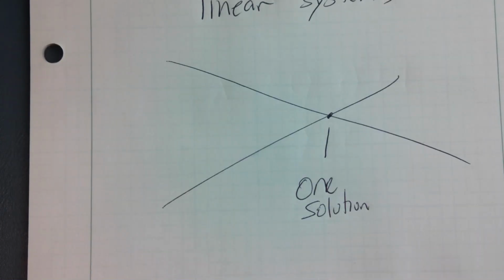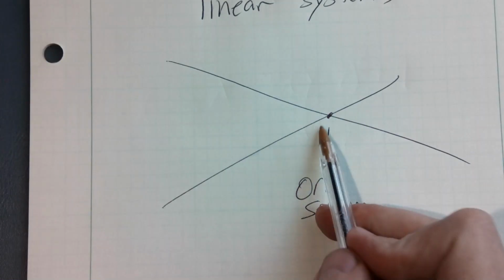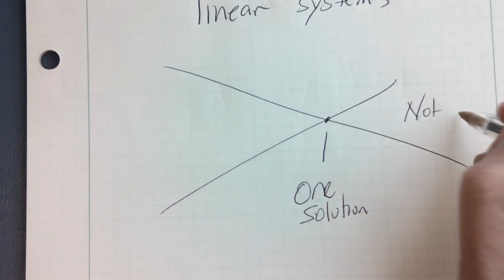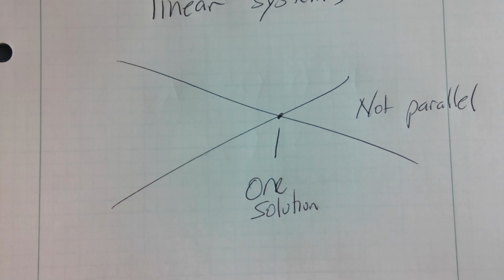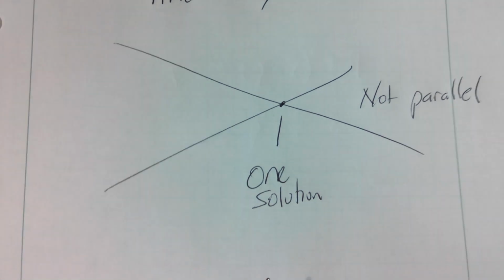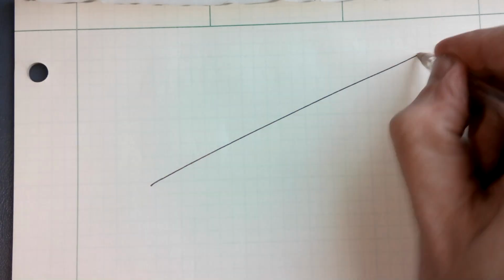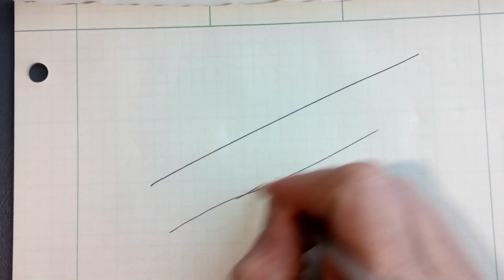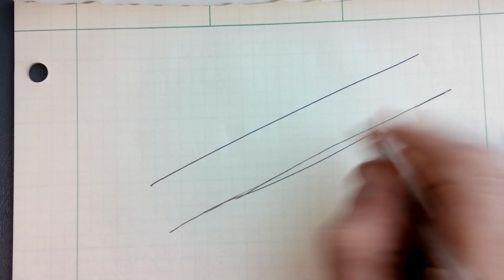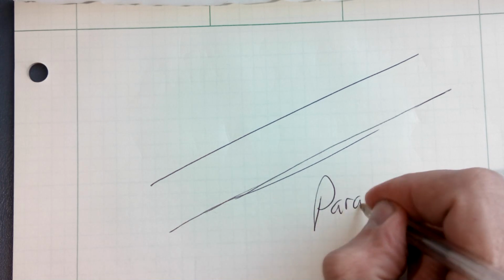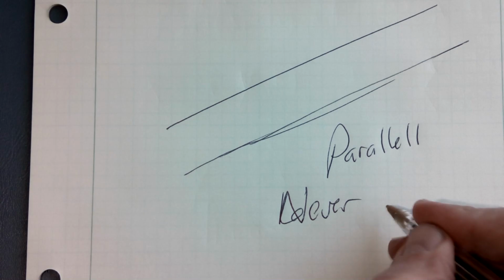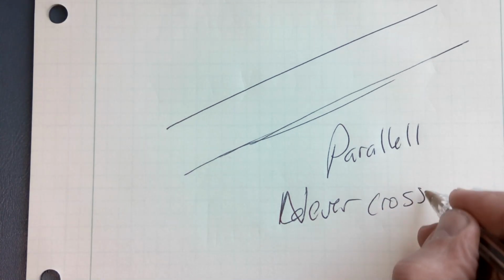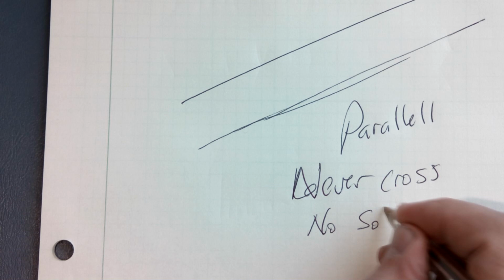One solution if they are not parallel. And now that's the key to what the other two possible scenarios are, because the other two possible scenarios are as if the two lines happen to be parallel, they're parallel, they never cross, and so there is no solution.